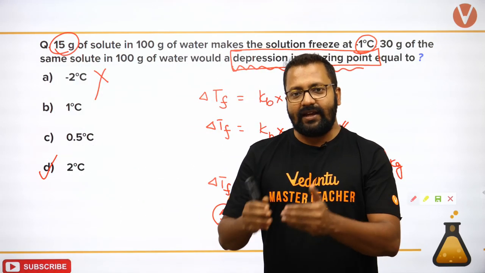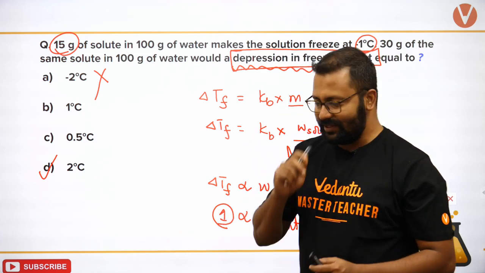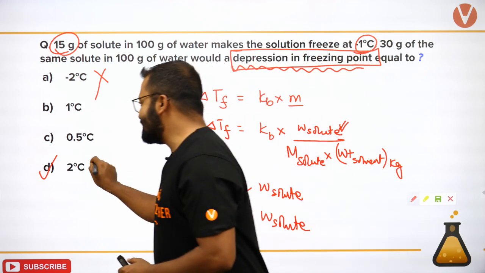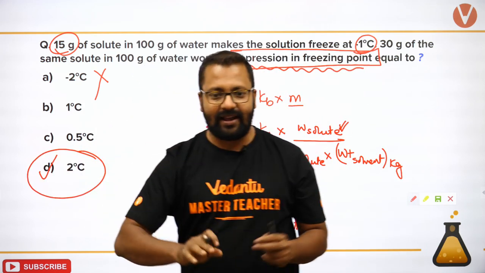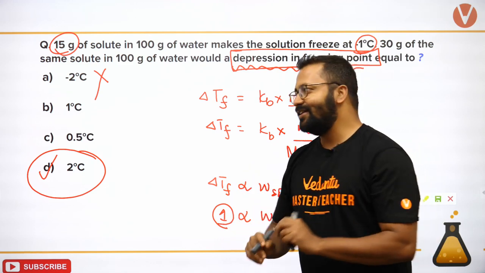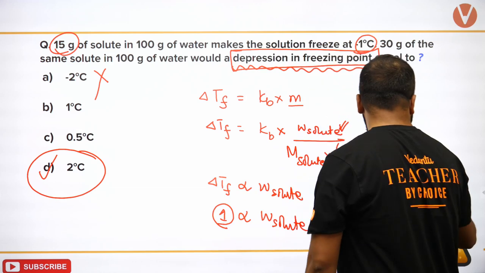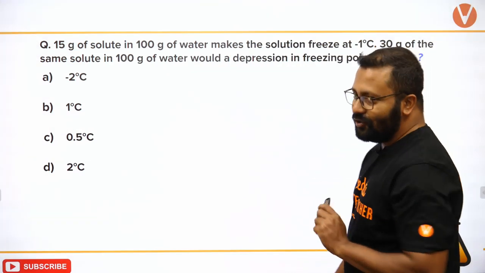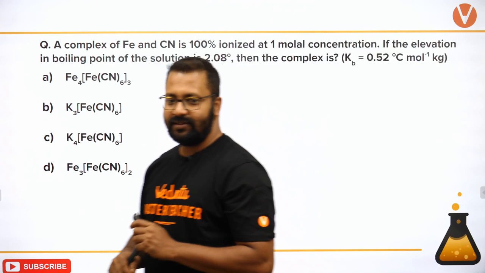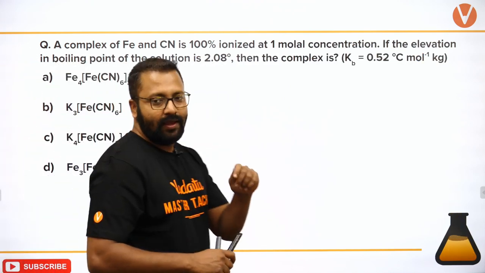If decrease is negative, that means it is nothing but increase. ठीक है, so the right answer should be D. I hope everybody has realized कि थोड़ा question को पढ़ो. If you don't read the question, you'll end up making these mistakes. So let's move on to the next question.